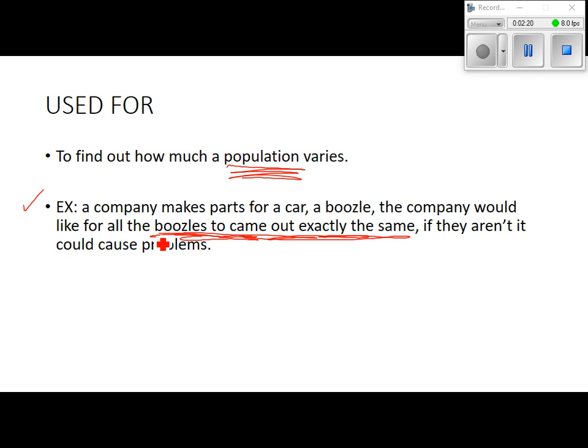And if they aren't exactly the same, it causes a problem. So if you're making this boozle for a car, you want it to fit exactly right. Otherwise, it causes a problem for the car or for the parts. And if you've ever bought a part from AutoZone or something and it doesn't fit completely right on your car, this may be why. They didn't have their standards up to what they should have been, or the part didn't come out quite right. So we want to see how these parts vary, what the variance is, and what the standard deviation is, and then decide whether that's acceptable or not.